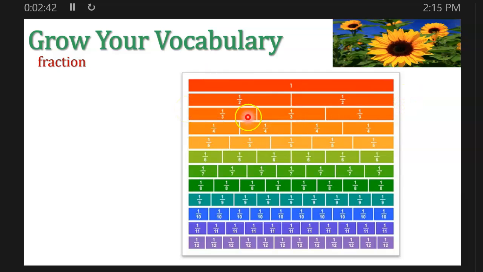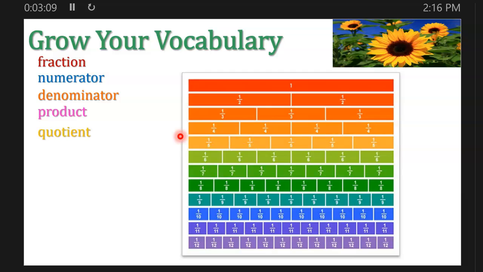We divided the whole into 3 parts here, so 3 would be in our denominator, and then 4 and so forth, 5, 6. A numerator is the number that represents the part that is in the top of the fraction, and then the denominator represents the total, which is in the bottom. Product is what we get when we multiply numbers together, and quotient is what we get when we divide numbers. Reciprocal is when we take a fraction and we flip it upside down. So like 2/3 would end up being 3 over 2, for instance.